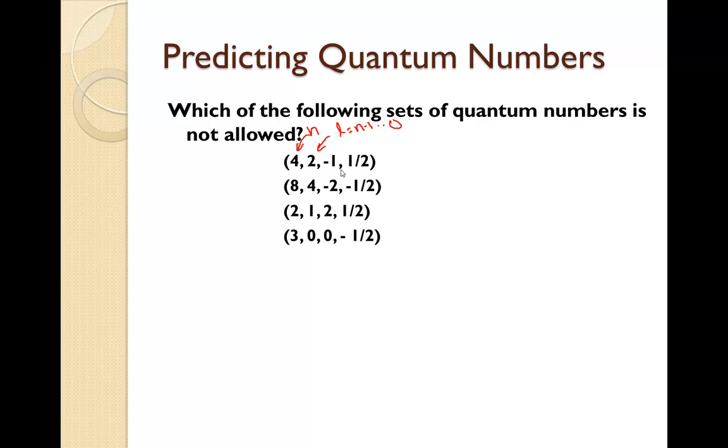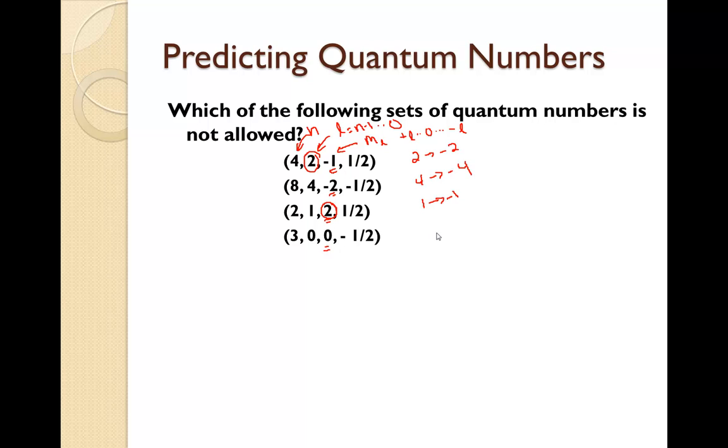This one is M sub L, and it has to be positive L to 0 to negative L. So it has to be in the range of this. So it has to be between 2 and negative 2. And negative 1 is within that range. The next one has to be between the range of 4 and negative 4. And that negative 2 is within that range. The next one has to be in the range between 1 and negative 1. 2 is outside that range. So this is incorrect. And 0 has to be in the range of 0.